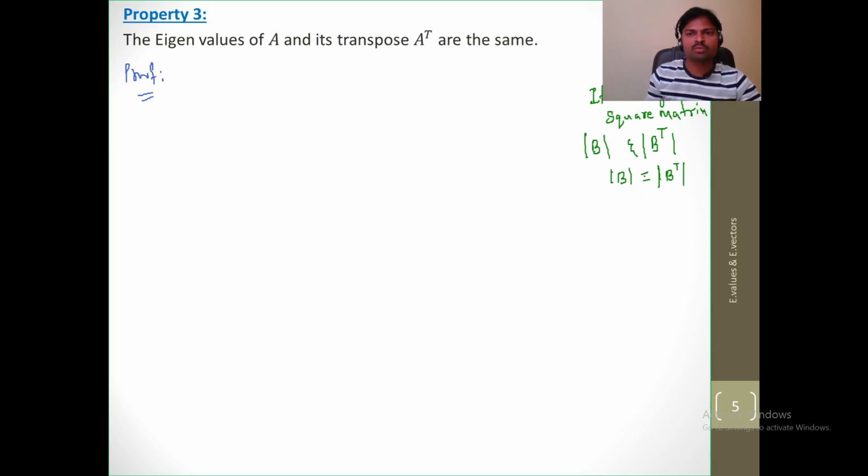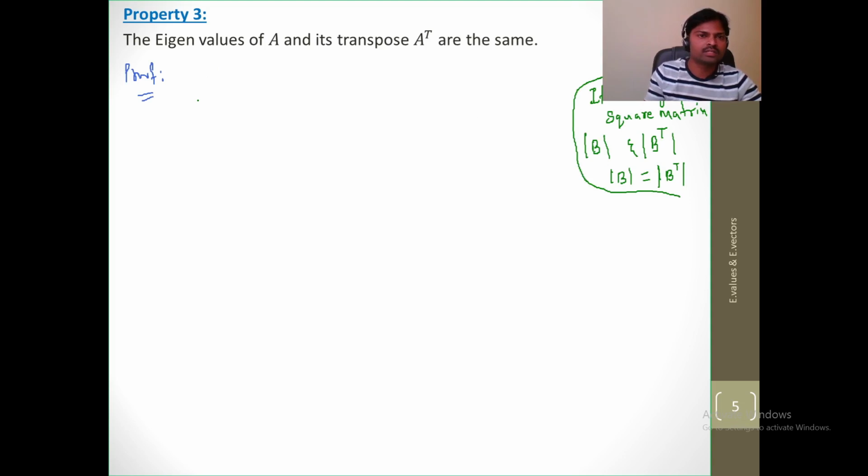How to prove this one? Again, in general, let us take a 3 by 3 matrix. So let us take the entries a11, a12, a13, a21, a22, a23 like that. You take the entries and find out the determinant of B. And next find out B transpose, and again find the determinant of that one. You compare both, they will be equal. So based on this idea, I'll give the proof for this.